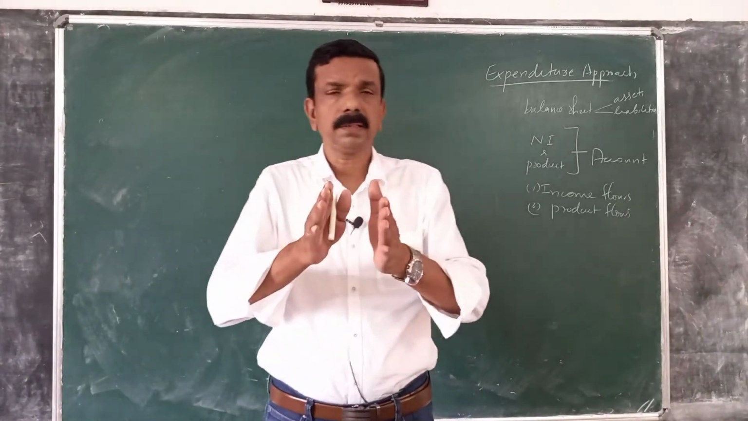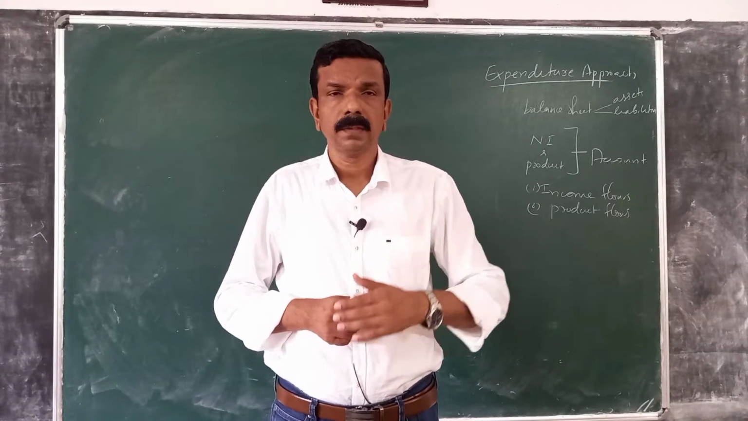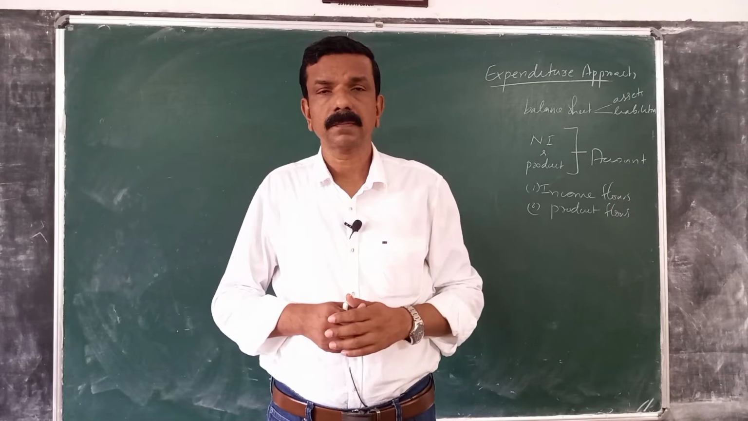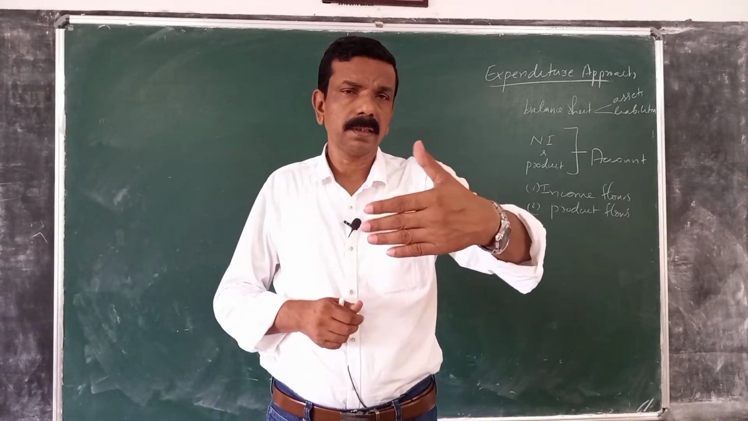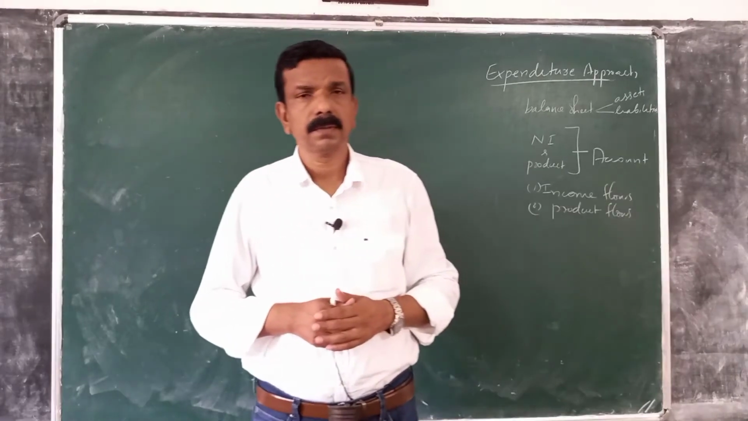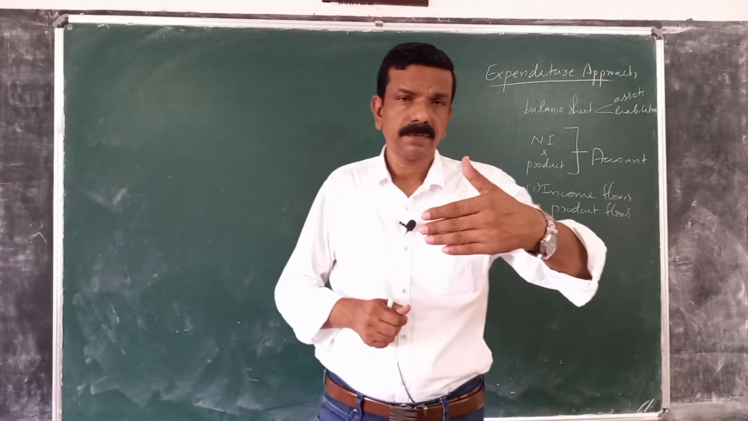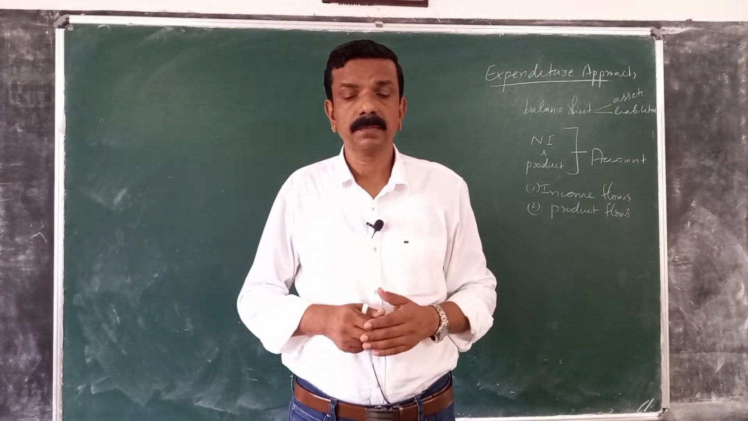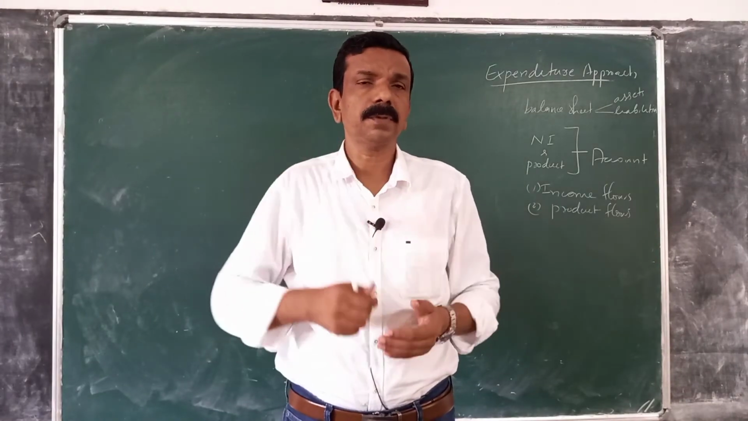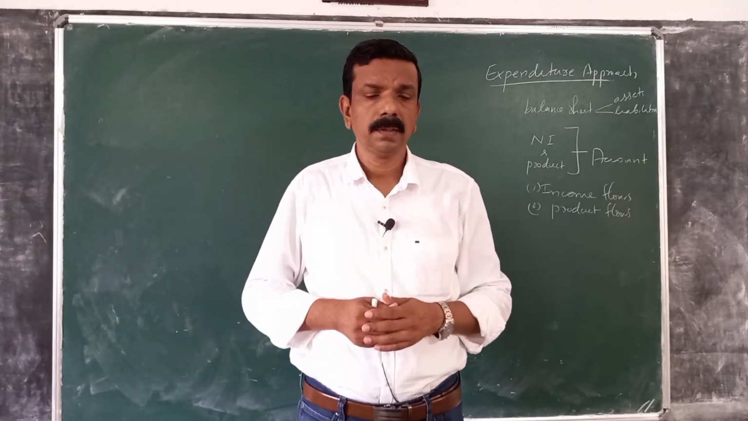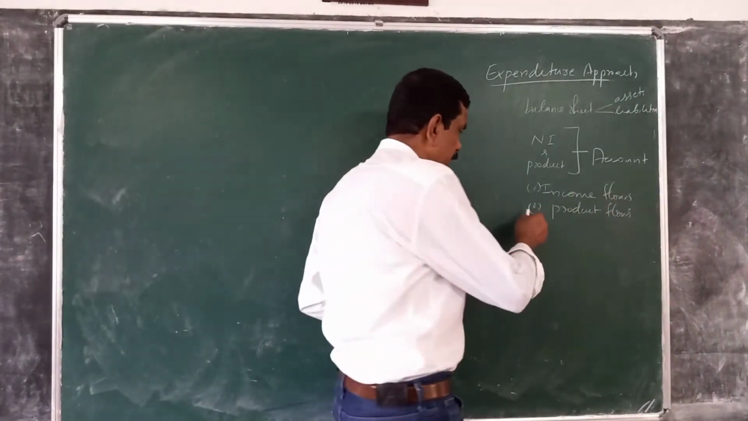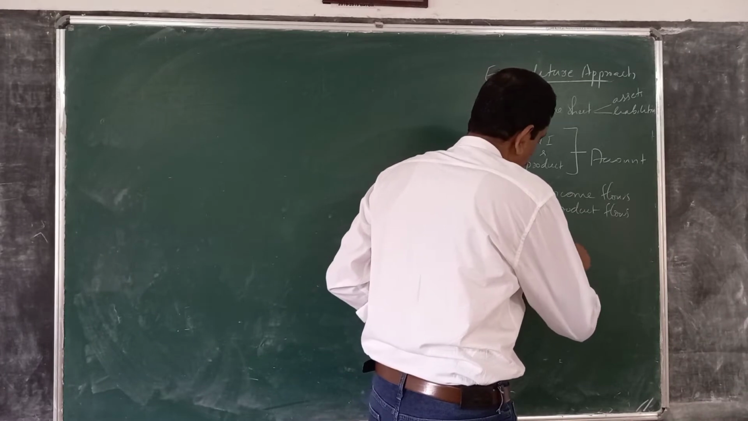So we can estimate the value of output either by totaling the value of all goods and services produced, or by totaling the income generated in the process of producing these goods and services. Now, estimation of national income from the product side is known as the expenditure approach.